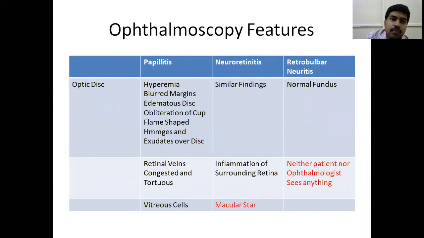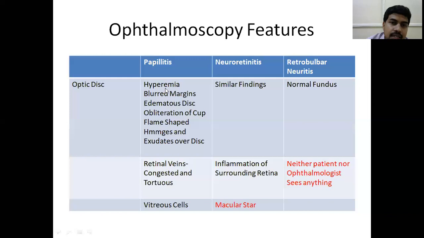So what are the ophthalmoscopy features? In your practical classes you will be told there is direct and indirect ophthalmoscopy. You might have seen doctors examining, coming close to the patient. Examination of the interior of the eyeball, that is vitreous and retina and all the parts, is known as ophthalmoscopy. So what are the differentiating features of papillitis, neuroretinitis and retrobulbar neuritis on ophthalmoscopy?